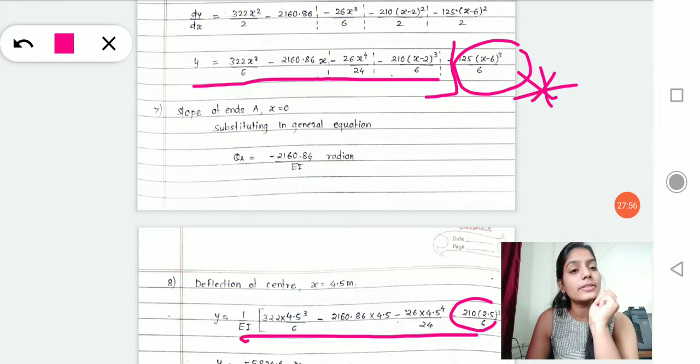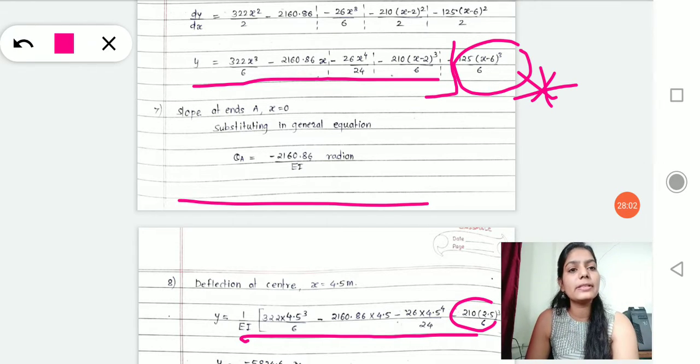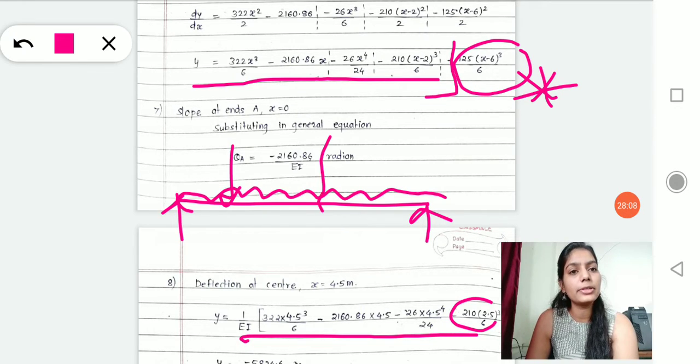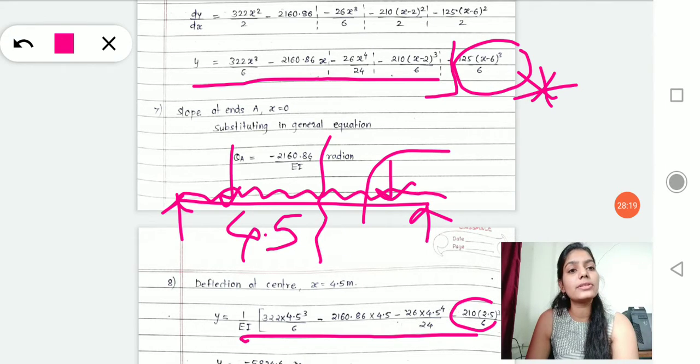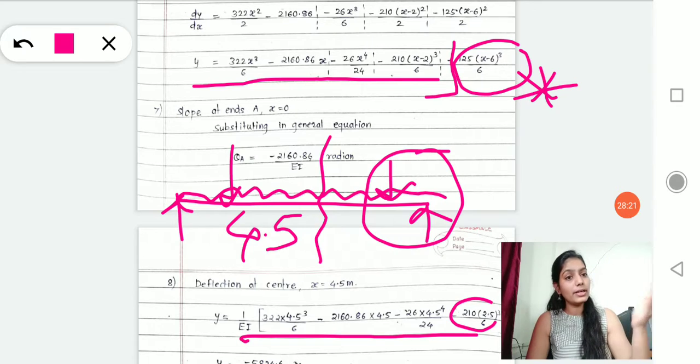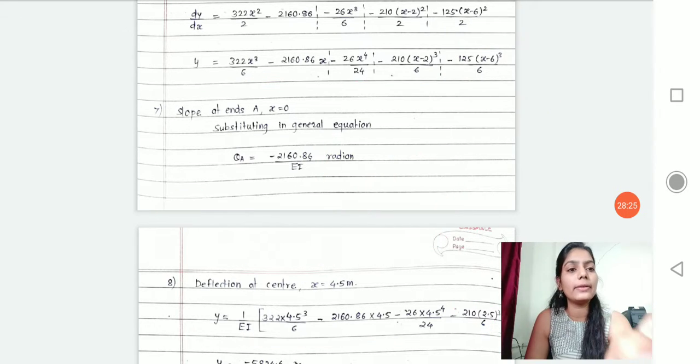Why? Because that falls beyond 4.5 meter. My beam is like this. Up to the 4.5 there is one point load and some UDL. I am talking about 4.5 meter distance only. I am solving my equation for 4.5 meter distance only. That's why I cannot take the load or equation developed for the rest of the loading. So restrict your equation up to the 4.5 meter.